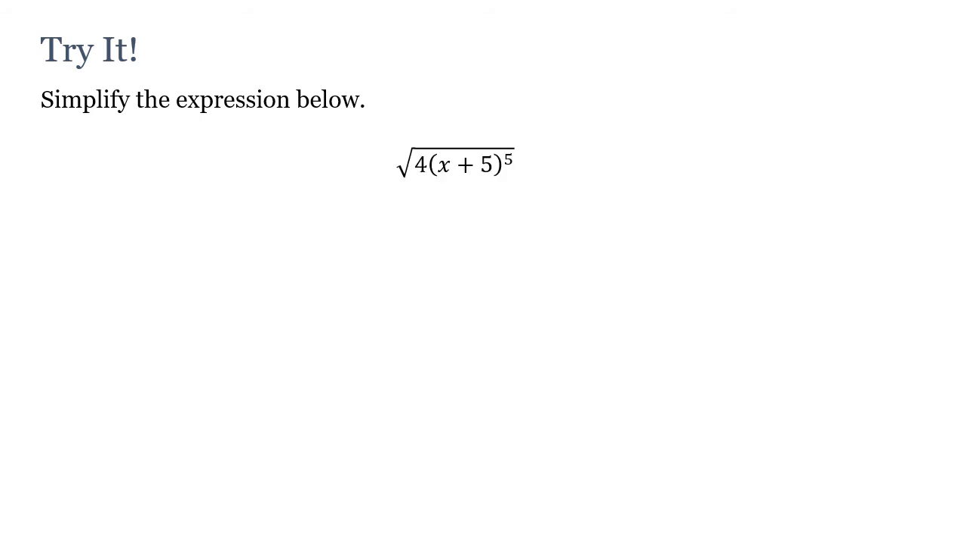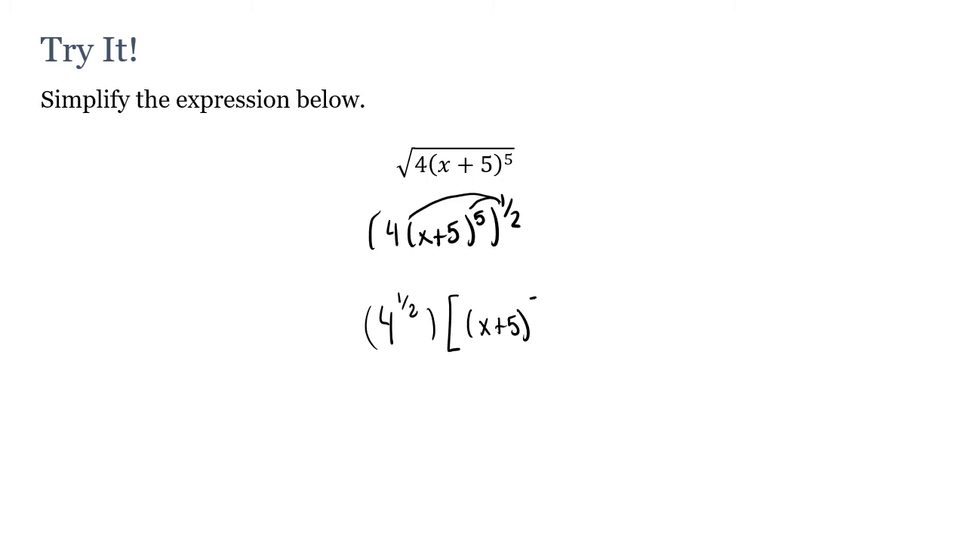All right, let's try one last one. Again, I'm going to start by rewriting with a fraction. Okay, now I need to distribute this to both terms. So 4 to the 1/2 times x plus 5 to the 5th, all that to the 1/2. Now 4 to the 1/2, that's just going to be 2.